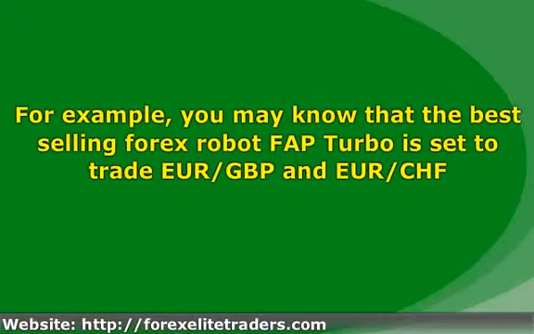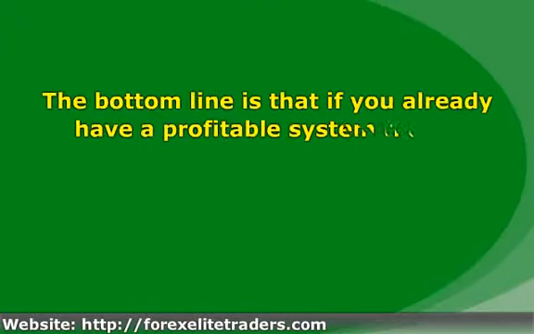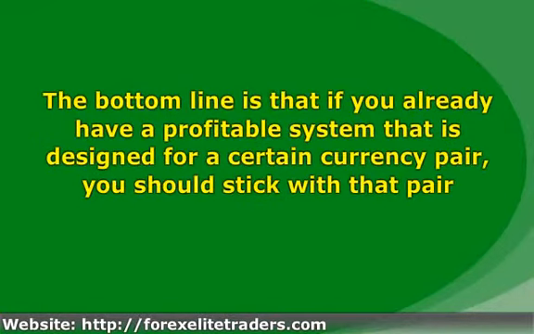For example, you may know that the best-selling Forex robot FAP Turbo is set to trade EUR/GBP and EUR/CHF. The more active pair here is EUR/GBP, but most users have found that they get better results with EUR/CHF. In fact, many FAP Turbo users are now only trading EUR/CHF with this robot. The bottom line is that if you already have a profitable system that is designed for a certain currency pair, you should stick with that pair.